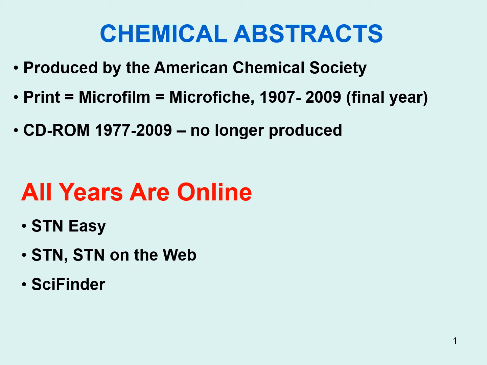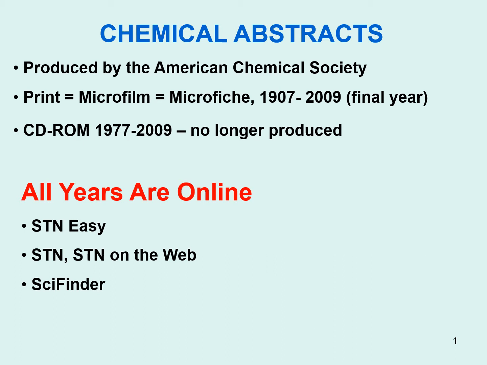These were not very sophisticated. They were just actual photocopies of the actual pages in the print. The print volumes took up a lot of space on the shelf, and these were a more compact way to have access to chemical abstracts. It also existed from 1977 to 2009 as a CD-ROM product. Very few people subscribe to it. You may never see it. All years going back to 1907 are online now.